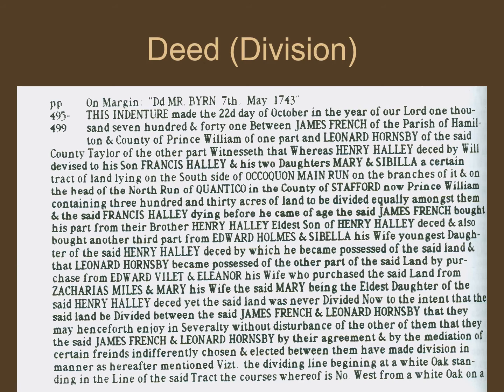This deed from 1741 is a division. It identifies the children and heirs of Henry Halley and tells how their shares of the land became the property of James French and Leonard Hornsby. Apparently, after a number of years, they are finally agreeing to draw a dividing line, which is described in this deed.